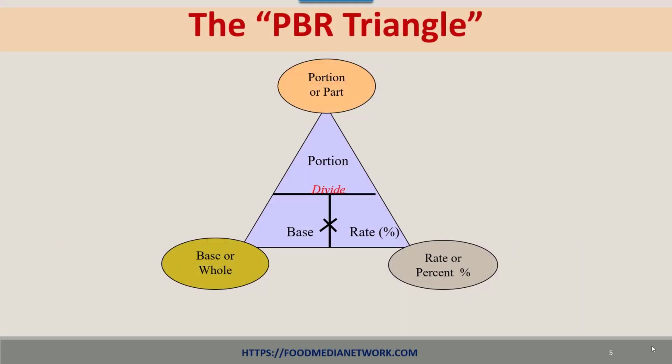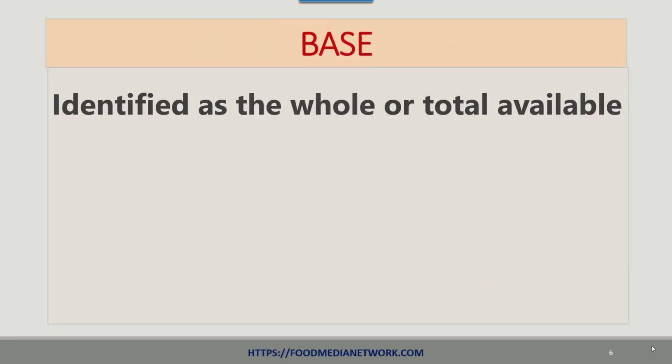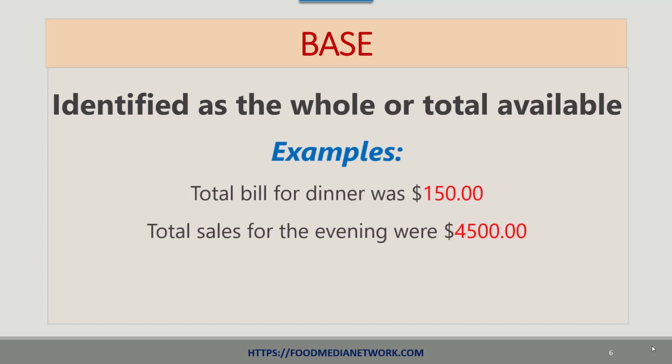Now I'm going to introduce you to a wonderful tool that can help you keep the numbers and the calculations straight in your head and always know how to successfully do the calculations. It is the solving triangle, also known as the part-base-rate triangle. The base, which is at the bottom left of the triangle, is identified as the whole or the total available. If you see the word total, that is an indication that it is the base.